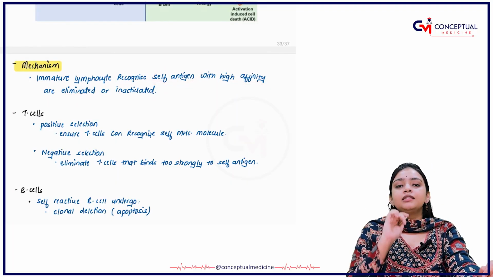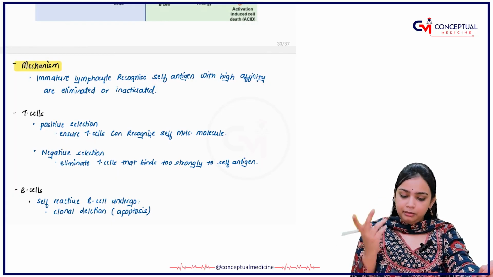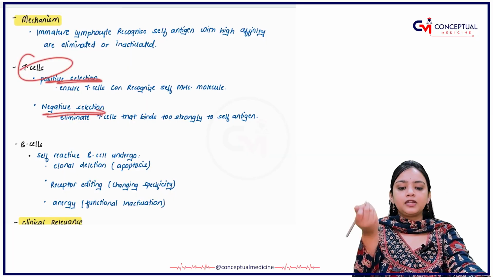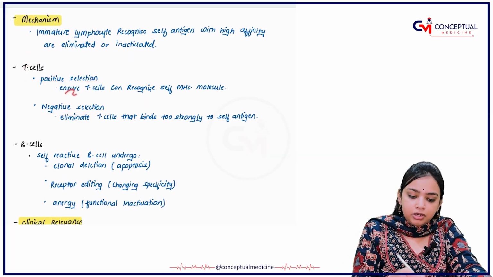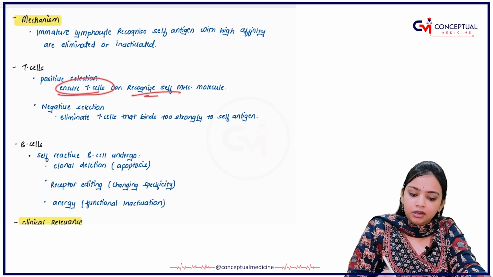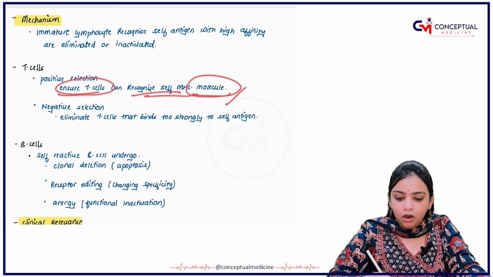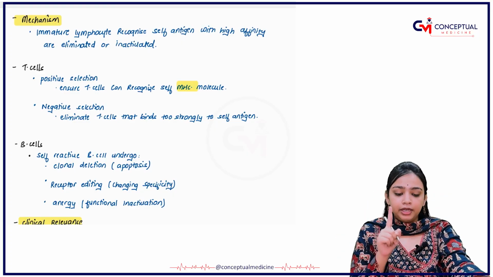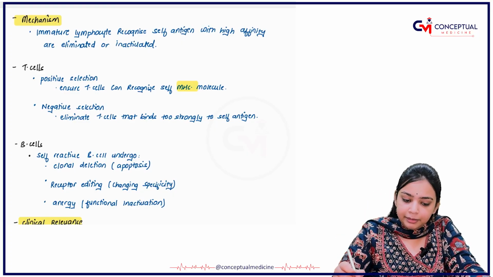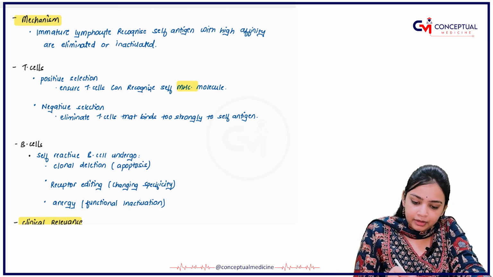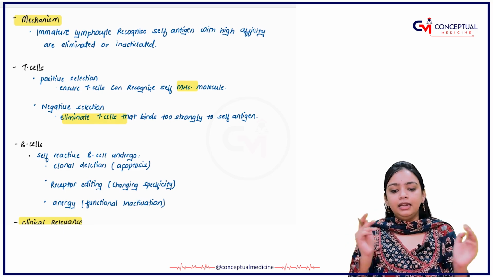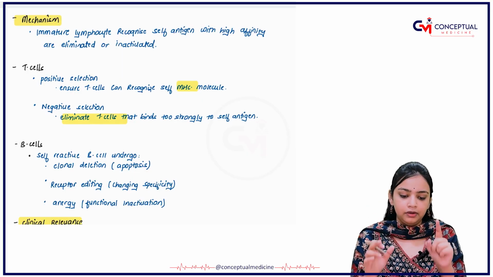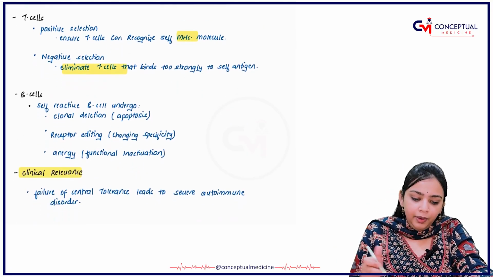So the mechanism in T cells and B cells will occur simultaneously. In the T cells, you have the positive selection and the negative selection. Positive selection basically ensures that T cells recognize the self-antigen on the MHC molecule. The negative one eliminates the T cells that bind strongly to the self-antigen, right? Next that you have is the B cells.